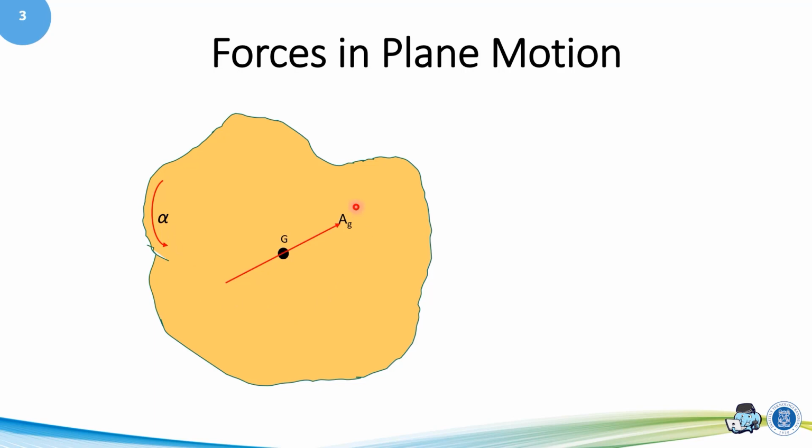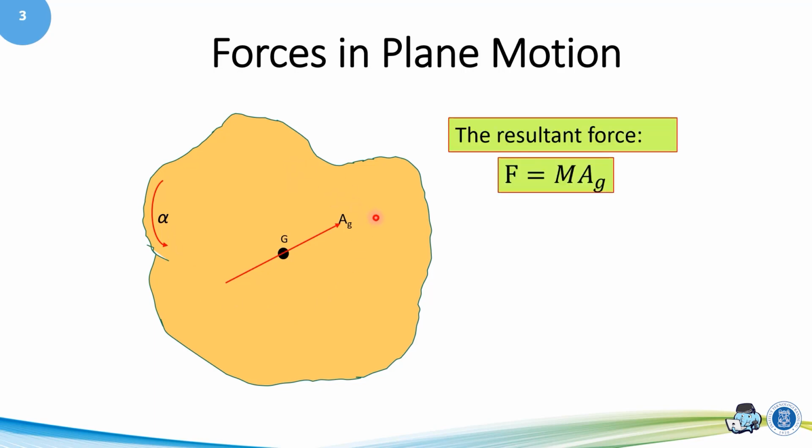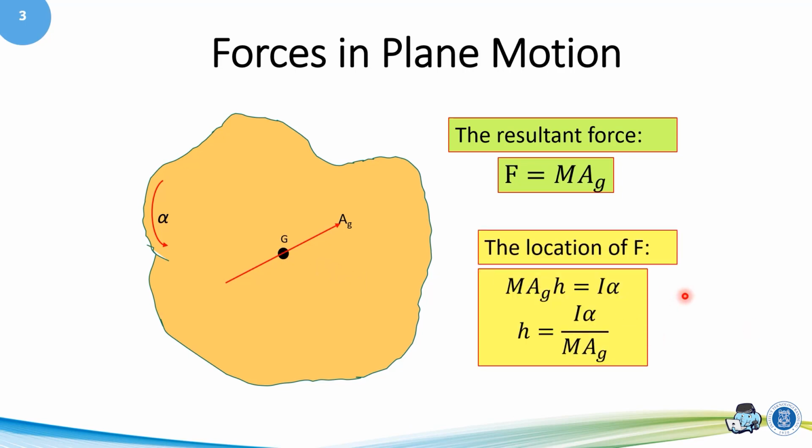Because of this acceleration, it means that there will be a resultant force. The magnitude of the resultant force is m times ag. But because this body is rotating with alpha, of course, the resultant force is not located at the center of gravity. It should be shifted. So, where is the location of the resultant force? The shifted resultant force will result in the moment I alpha. Therefore, we have this equation: m times ag times h equal to I alpha.